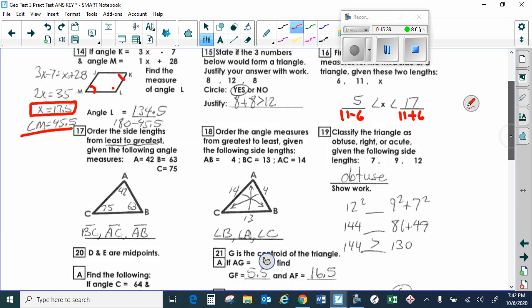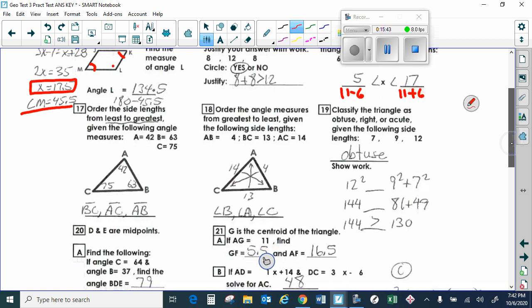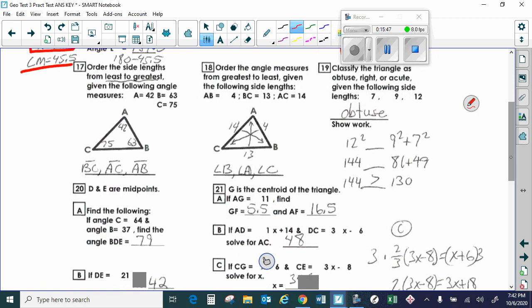Okay. Remember, when you're subtracting, you do the bigger minus the smaller, so you get a positive answer. Order the side lengths from least to greatest, given these angle measures. So I put the angle measures in here. Since 42 is the smallest angle measure, I know CB, or BC, is the smallest segment. You must go by the degrees, not what it looks like. 63 is the next smallest, so AC is second, and then 75 is the largest, so AB is the largest.